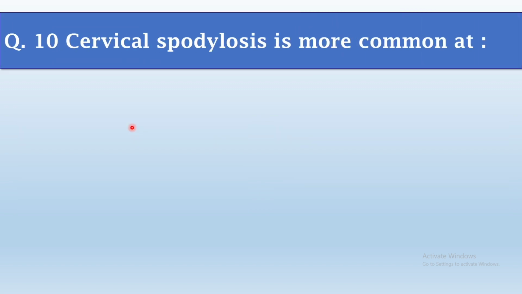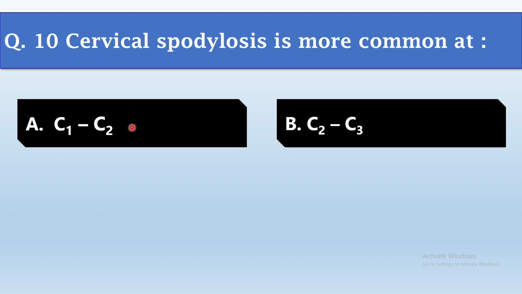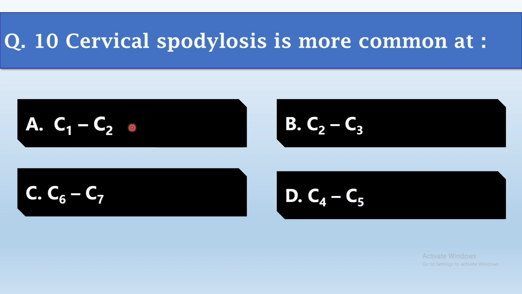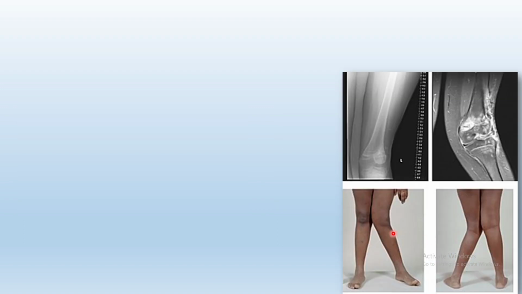Question number 10. Cervical spondylosis is more common at option A C1 C2, option B C2 C3, option C C6 C7, and option D C4 C5. The answer is C6 C7. Usually cervical spondylosis occurs at the C5 to C7 vertebrae. See the picture and guess the knee joint deformity, and comment below.